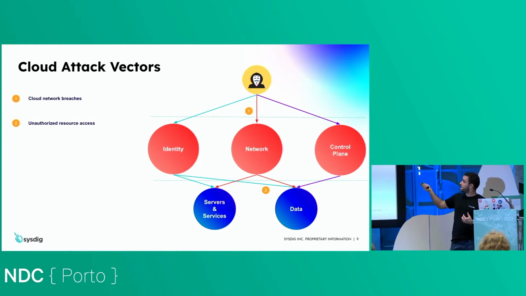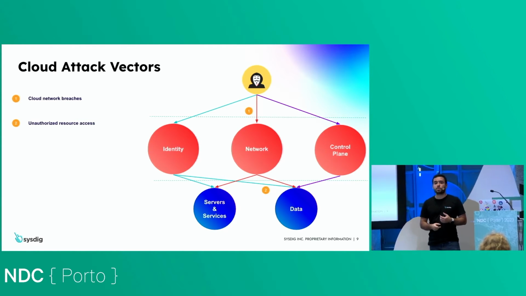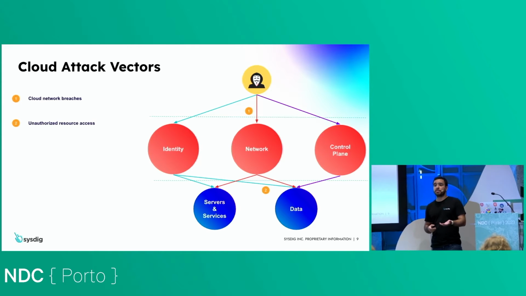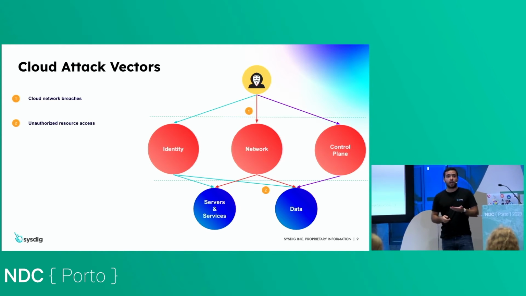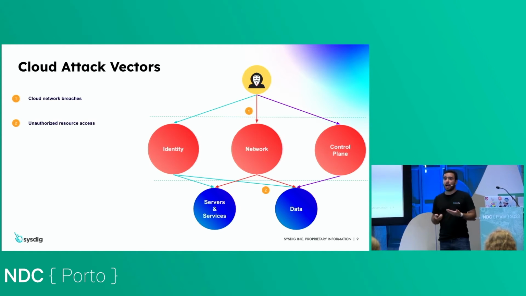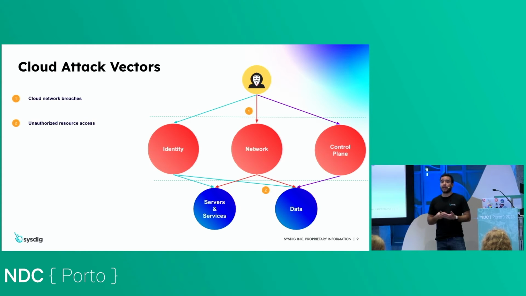Unauthorized resource access. Within the network, what can it do next? One of the things it can do is try to find sensitive data. In many cases, people just leave this data out there without any extra protection because they think the network is already secure because it's in a private network or something like that. And that's not the case.